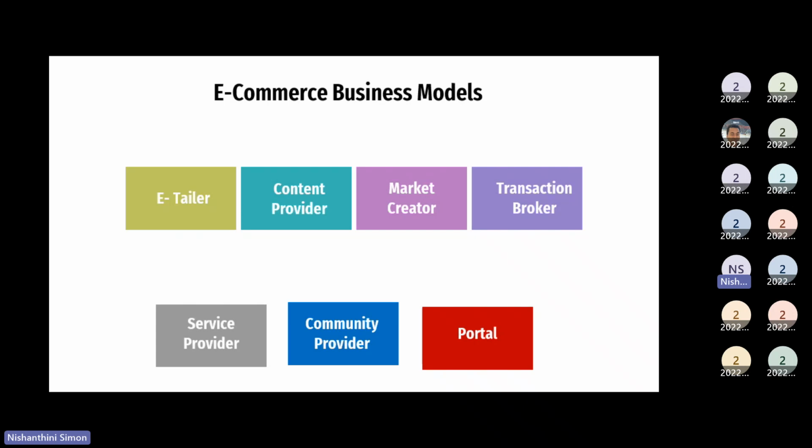So yes, community providers, and just make sure you have a LinkedIn account, and an updated one. Right. Then portals. Who can we consider as a portal? Not only one service is provided, but several services. Those kinds of systems or websites, the e-commerce business models, we consider as portals.